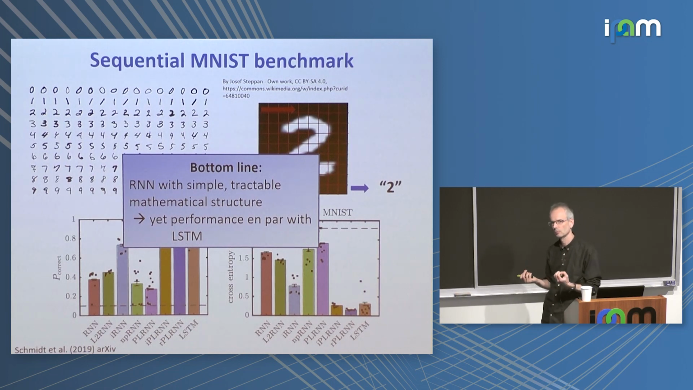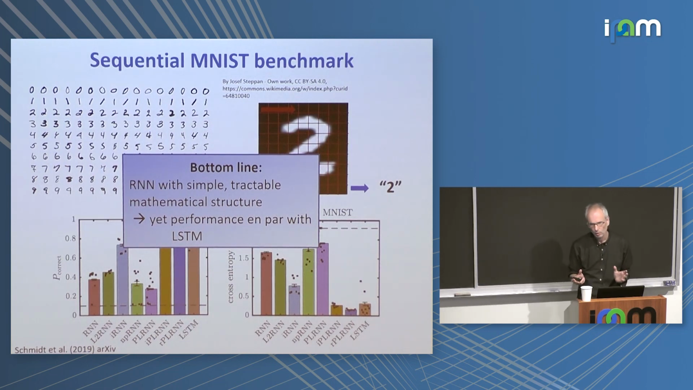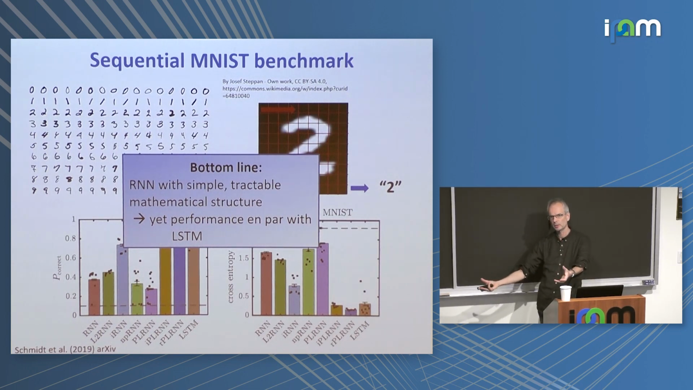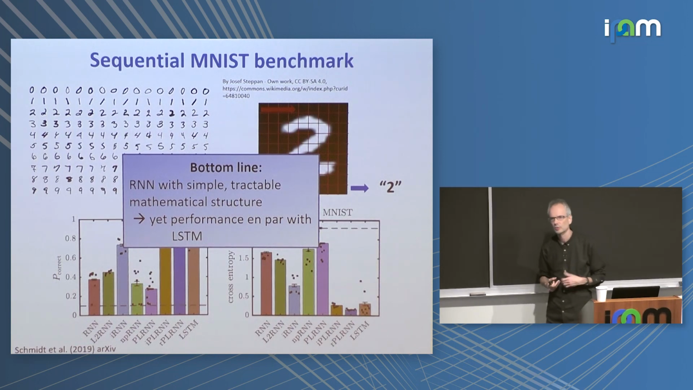Bottom line that I wanted to make here is, we now have a recurrent neural network which is quite simple. We keep the mathematical simplicity of these piecewise-linear recurrent neural networks, yet it's quite powerful. It can produce performance which is at least on par with the gold standard in the field.